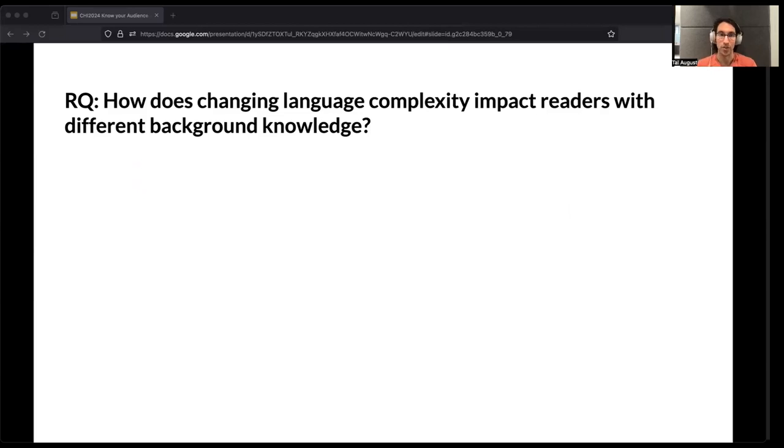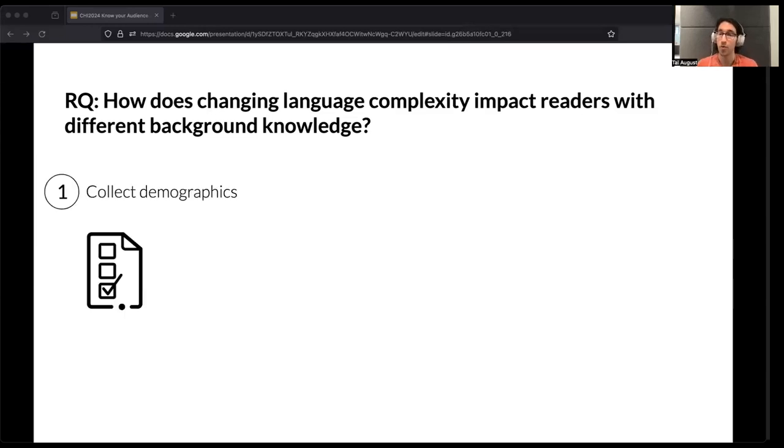Our guiding research question was, how does changing language complexity impact readers with different background knowledge? We answered this question by recruiting participants to read summaries of scientific papers written at 3 levels of complexity. Before going into how we wrote those summaries, I'll give a quick overview of our study design.